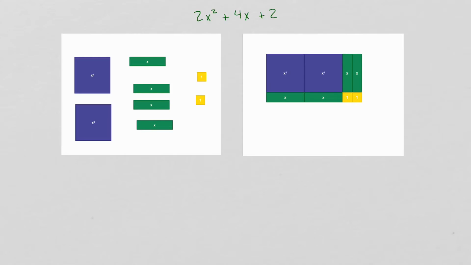For algebra tiles, remember, first of all, we need to collect the tiles that we need. If we have a trinomial like this, 2x squared plus 4x plus 2, remember, we had x squared tiles, x tiles, and then the unit tiles. When we collect the tiles in this example, there are our 2 x squared tiles, we have two of them, and then there are our 4 x tiles, and there are our 2 unit tiles. But we have to organize those into a rectangle, and we had rules we had to follow.